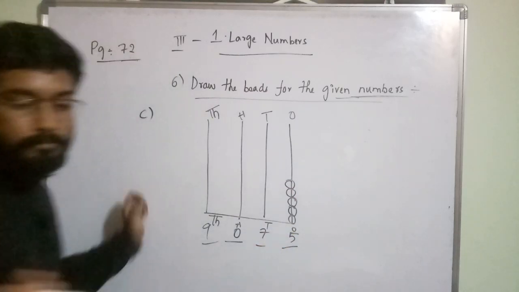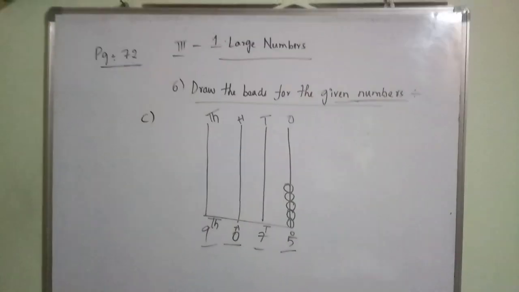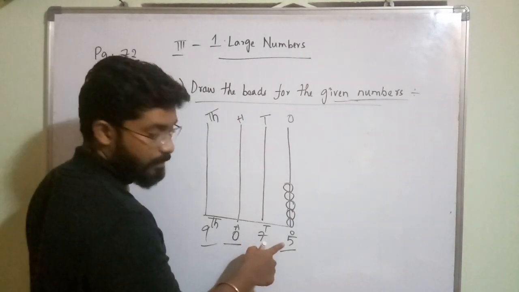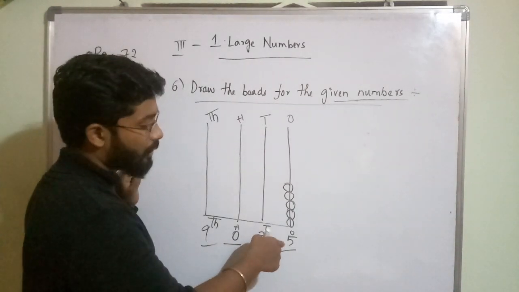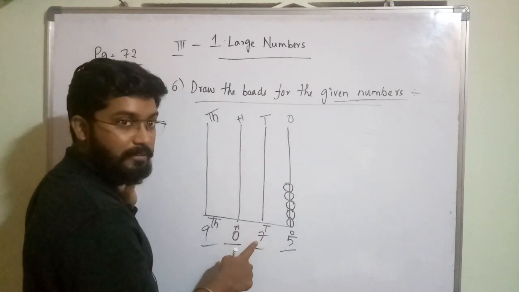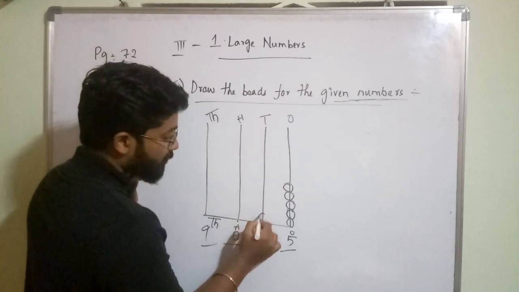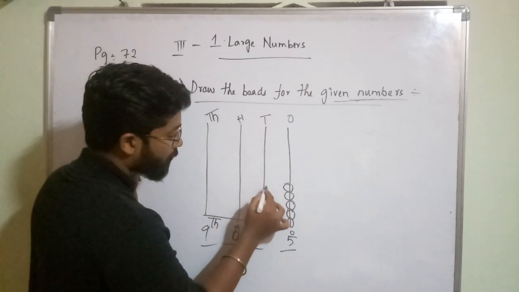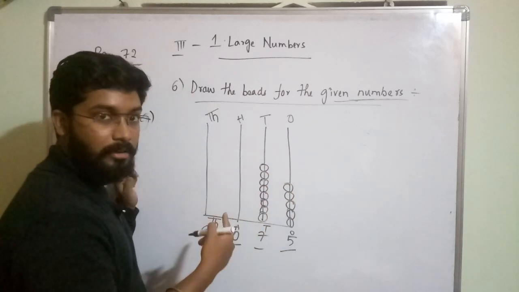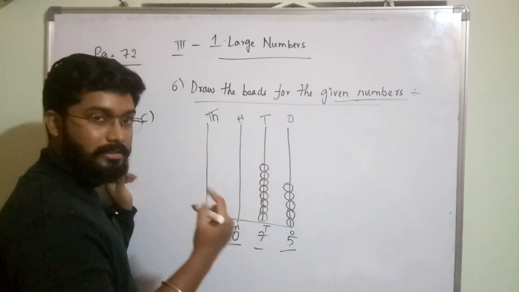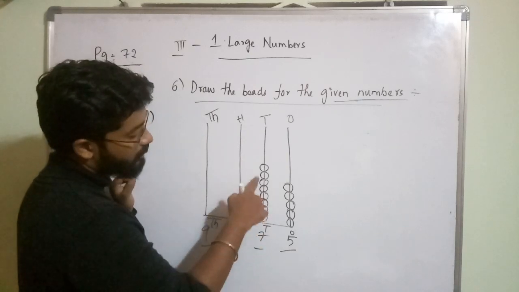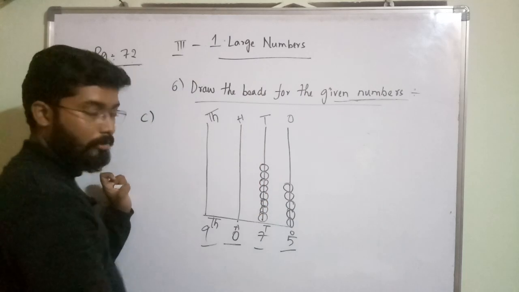Okay, so here in ones place you are having 5, no? So you have to draw 5 beads in the ones rod. Here in tens place you are having 7, no? So you have to draw 7 beads. In which rod do you have to draw it? Hundreds rod or tens rod? 7 is in which place? Tens place, no? So you have to draw 7 beads in the tens rod only.